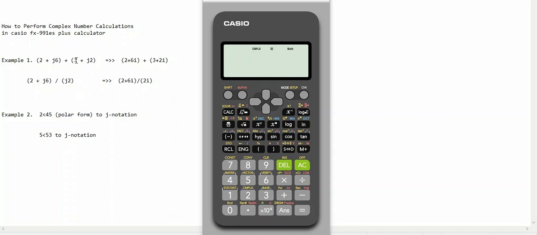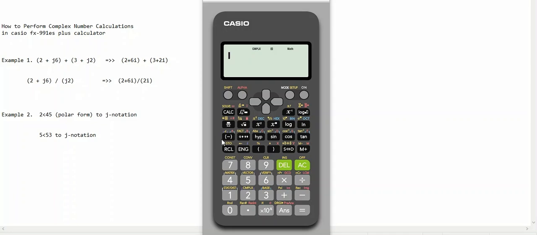But with the calculator, we are going to be displaying it this way. Instead of 2 plus j6, we'll be using 2 plus 6i, and then this other one is 3 plus 2i. So the complex number here is represented with i, as against what we have in electrical engineering, which is basically j. Since we are in the complex mode, all we have to do is type in these figures just the way they are.